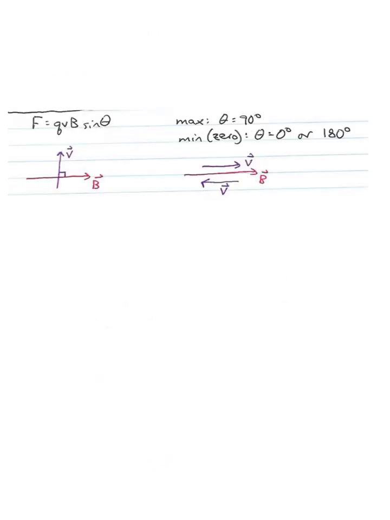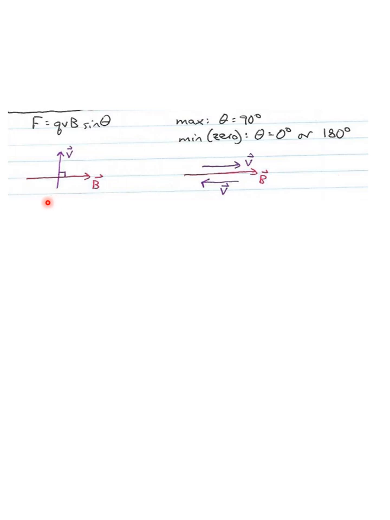Let's think about the magnitude of force. Magnitude of a cross product is the first vector's magnitude times the second vector's magnitude times the sine of the angle. So F equals QVB sine theta. That's going to be maximized when theta is 90 degrees. So here you have a picture to the left. When the charged particle is moving perpendicular to the magnetic field, that's when it's going to feel the most force.